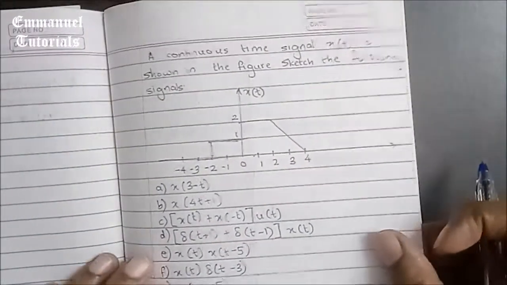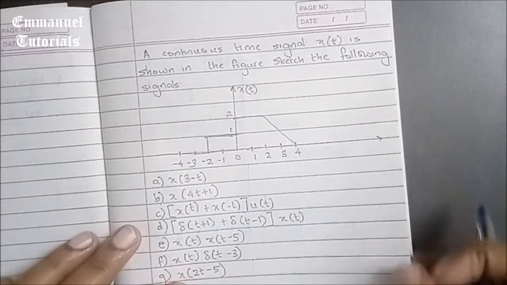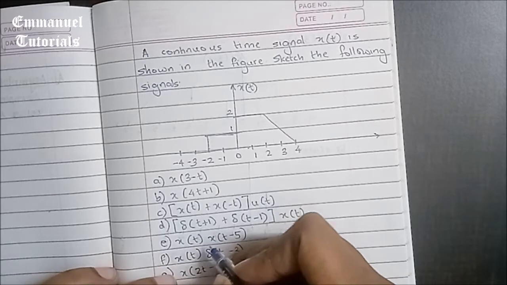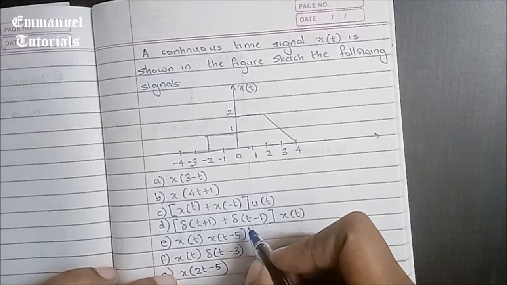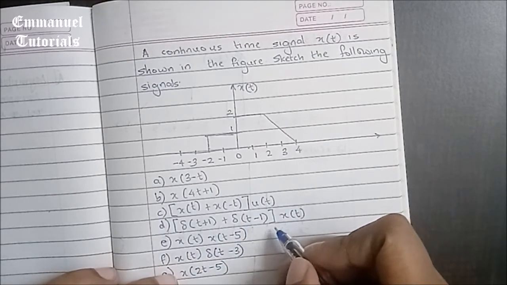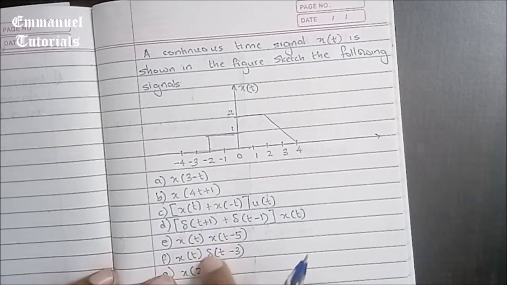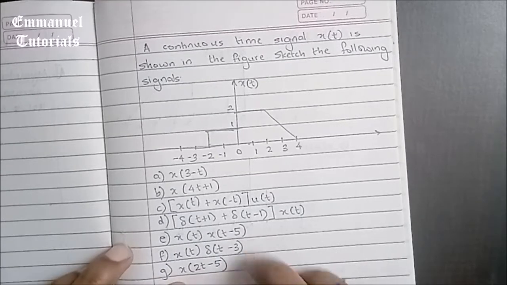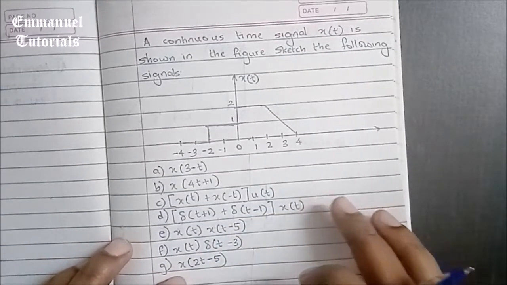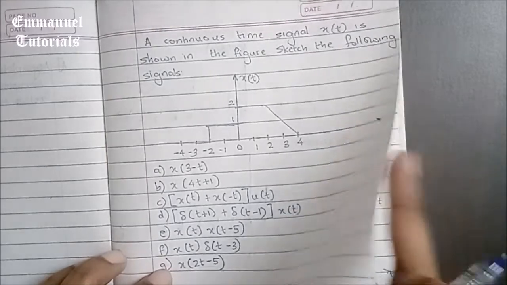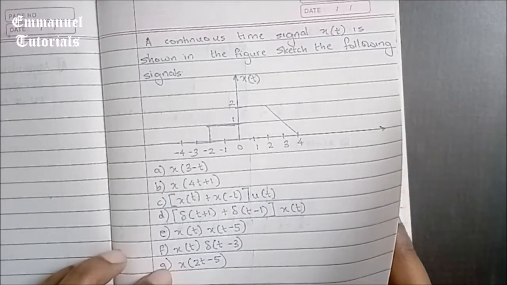C part. Now let's go to D. D is del of t plus 1 plus del of t minus 1 into x of t. Now here you are seeing that it is a unit impulse signal. This is something new. We have seen, I think, one problem in some of our previous videos. So here we are going to see it again.